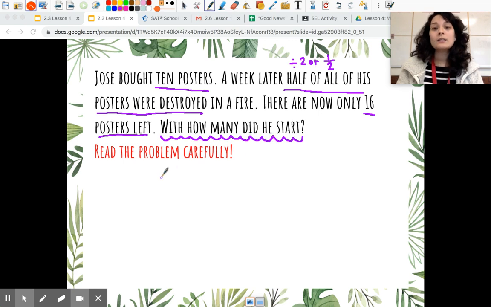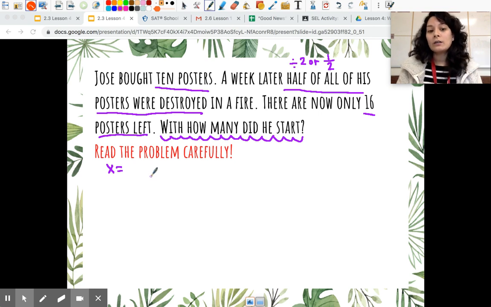So step 1, define a variable. It doesn't matter what variable you choose. I'm just going to choose x. And we have to state what x is equal to. Now, I don't know the value for x yet. I can't just say x equals 5 or x equals 2.